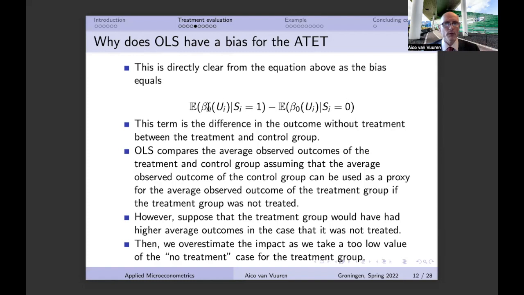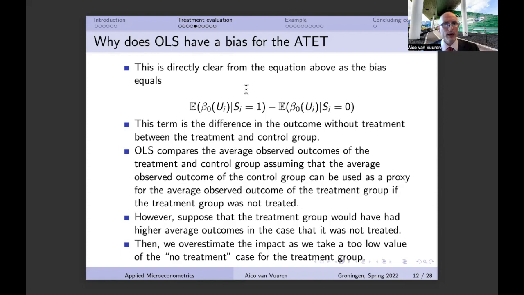However, for this term over here, we cannot get any idea about it, because we do not actually know what the outcome of the treatment group would have been in the case that they would not have been treated. So we can also not take the average outcome over this particular group.